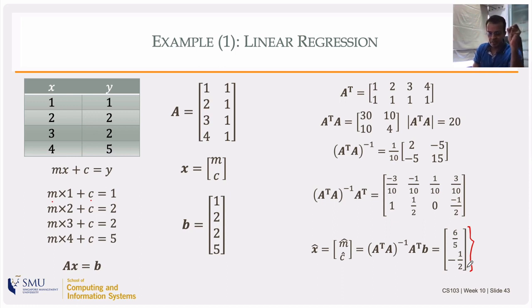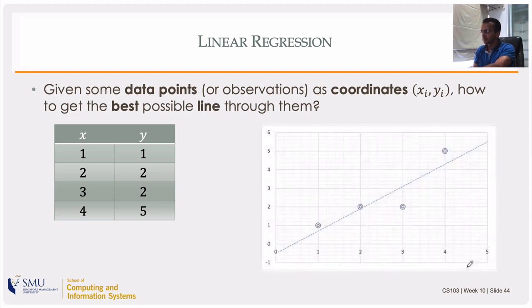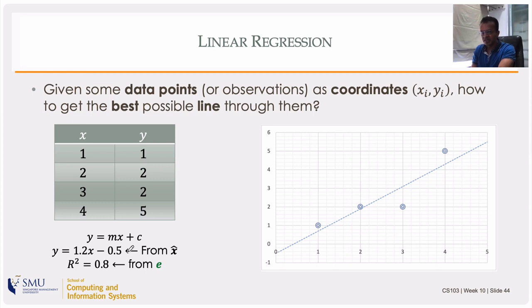So what Excel is implementing is not an iterative way of getting at the solution. It's actually a closed form computation. Given some data points as coordinates, how to get the best possible line through them. What you will do is get M hat and C hat, the variables in the system of linear equations M and C, those are the variables, and you have to find the best values for those, and that will give you an equation, and that equation is the best possible line.